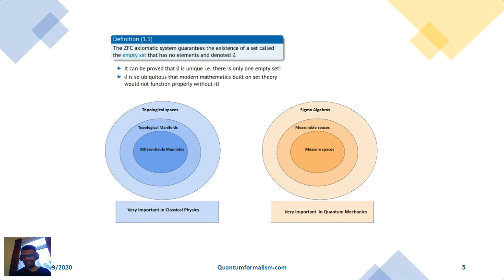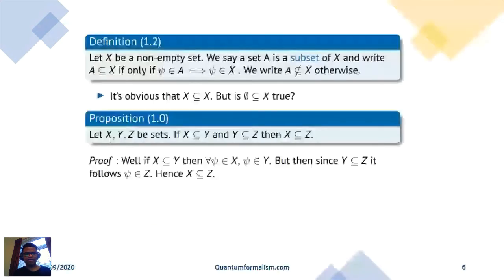So that's the empty set. The empty set is your best friend. Another definition I'm going to give is a subset. We say A is a subset of X, and we write this, if whenever x belongs to A, it also means x belongs to X. The arrow here means implies: x belongs to A implies x belongs to X too. One of the obvious consequences is that any set is a subset of itself.